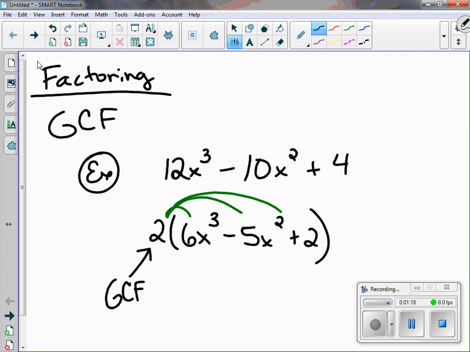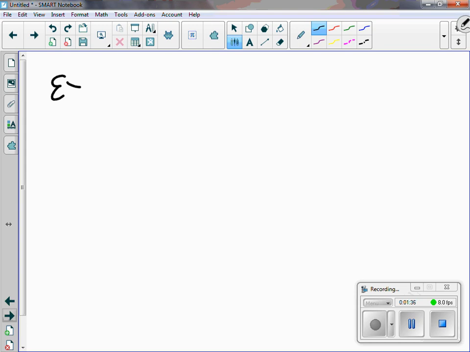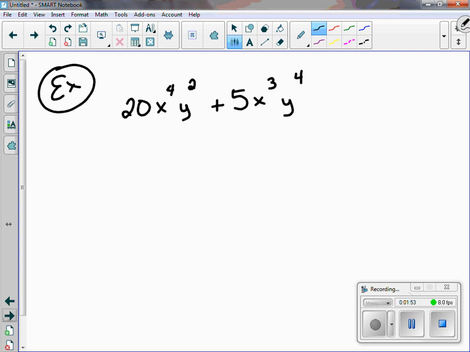So remember, factoring is like the reverse of distribution. Okay? If you're not sure if you factored correctly, do the distribution and see if you get back to the original. In this case, this was just a number GCF. Sometimes you will have a variable with your number in terms of your GCF. Let's say, for instance, that I have 20x to the fourth y squared plus 5x to the third y to the fourth.